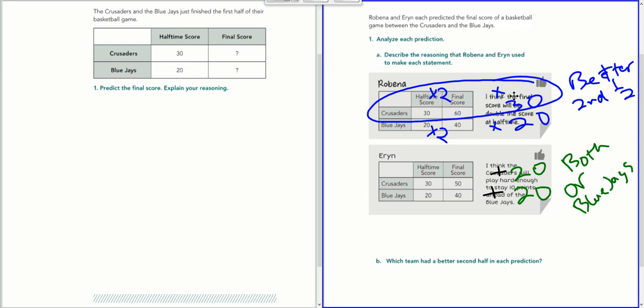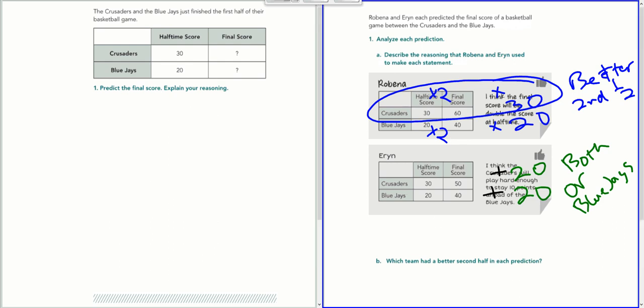All right? This question down here says, which team had a better second half in each prediction? Well, if we add 30 here for the second half and 20 here, it looks like the Crusaders probably had a better second half, all right? And here in Aaron's, they're both adding 20. So we might be tempted to say, well, they both had the same second half. Neither team did better in the second half. But if you think about it, the Crusaders scored 30 points in the first half, but only 20 in the second. So the Blue Jays obviously were doing something right to bring their point total down. Now, in either case, the Crusaders win.